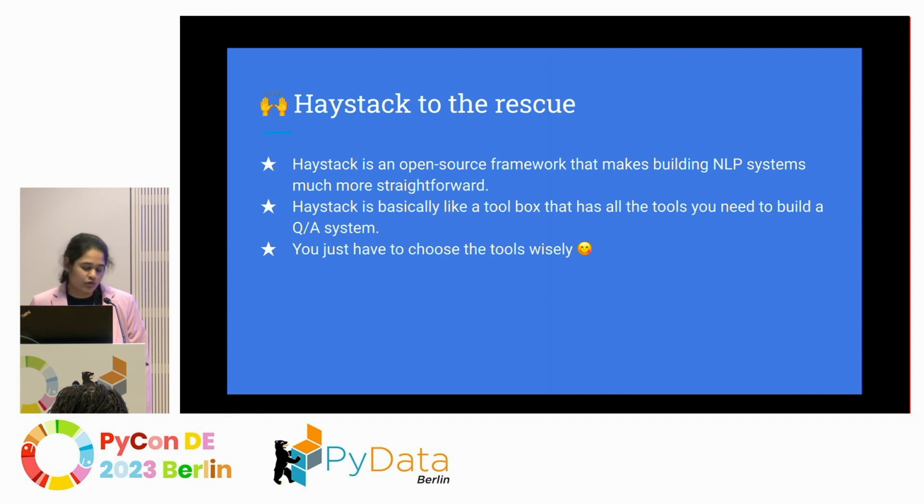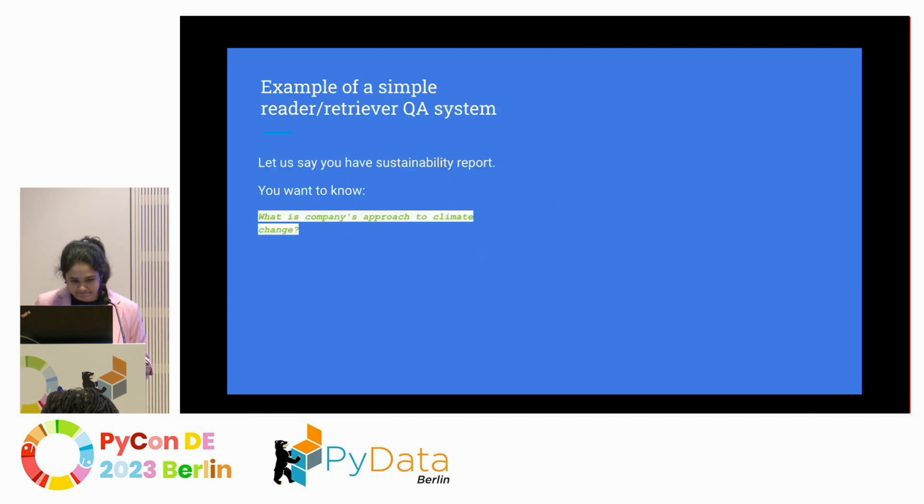So what is a better way to handle something like this? Haystack. Haystack is an open source framework that makes building NLP systems in general more straightforward. The way I see it, Haystack is basically like a toolbox that has all the tools that you need to build NLP systems, and you just have to choose the tools wisely. Okay, so let's try to build a simple Q&A system using Haystack.